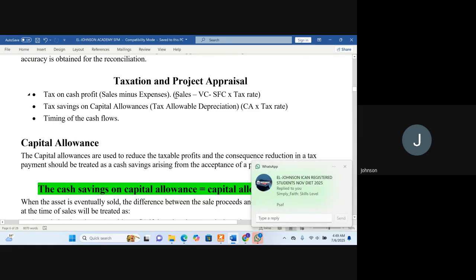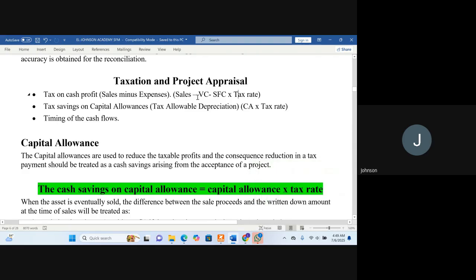To get the tax that you are supposed to pay on the profit that is remaining. Because when you have your sales, you minus your variable cost, you minus your fixed cost, what is remaining is your profit. So your profit, always know that you always pay tax on it. To know the tax that you have to pay, just multiply it by your tax rate.